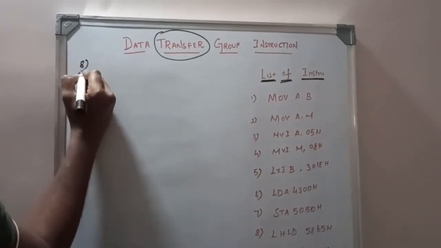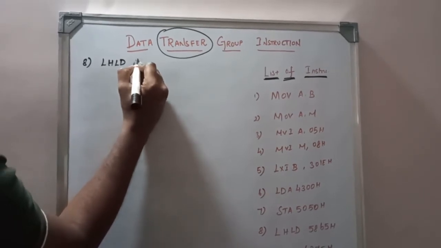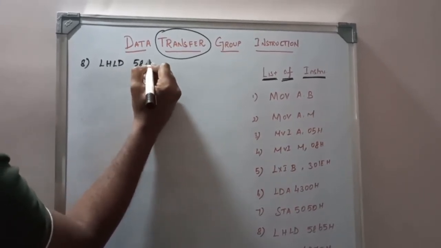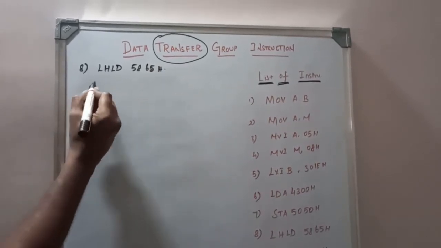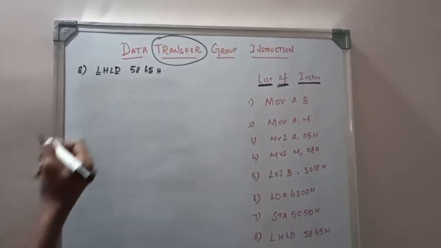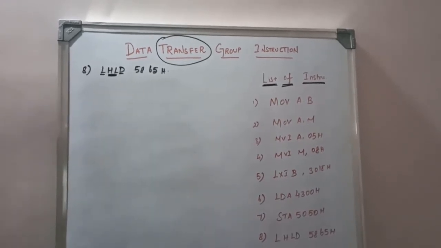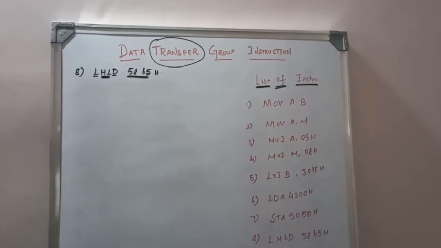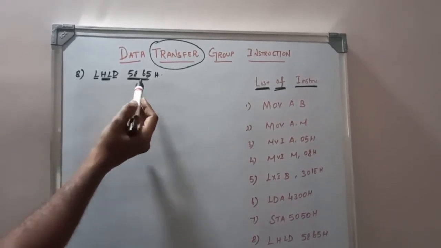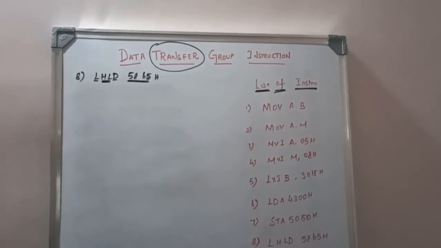Next, the 8th one, LHLD 5865H. In this instruction, LD represents the load function. HL is a pair register. 5865 is a memory location. Whatever content is present in this memory location is transferred to the L register and also the H register.